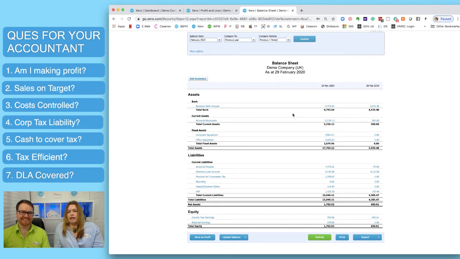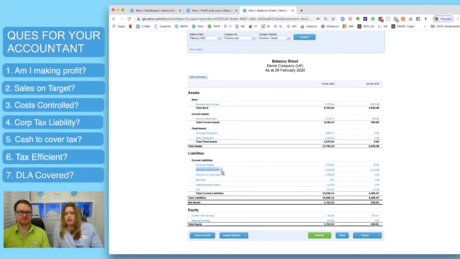And if the director owed the business money and had an overdrawn director's loan account, you'd see that in the assets list. Unfortunately, it's not there, which is great. What we do have is our director's loan showing down here as a director's liability. So here, the company owes the director $4,130.